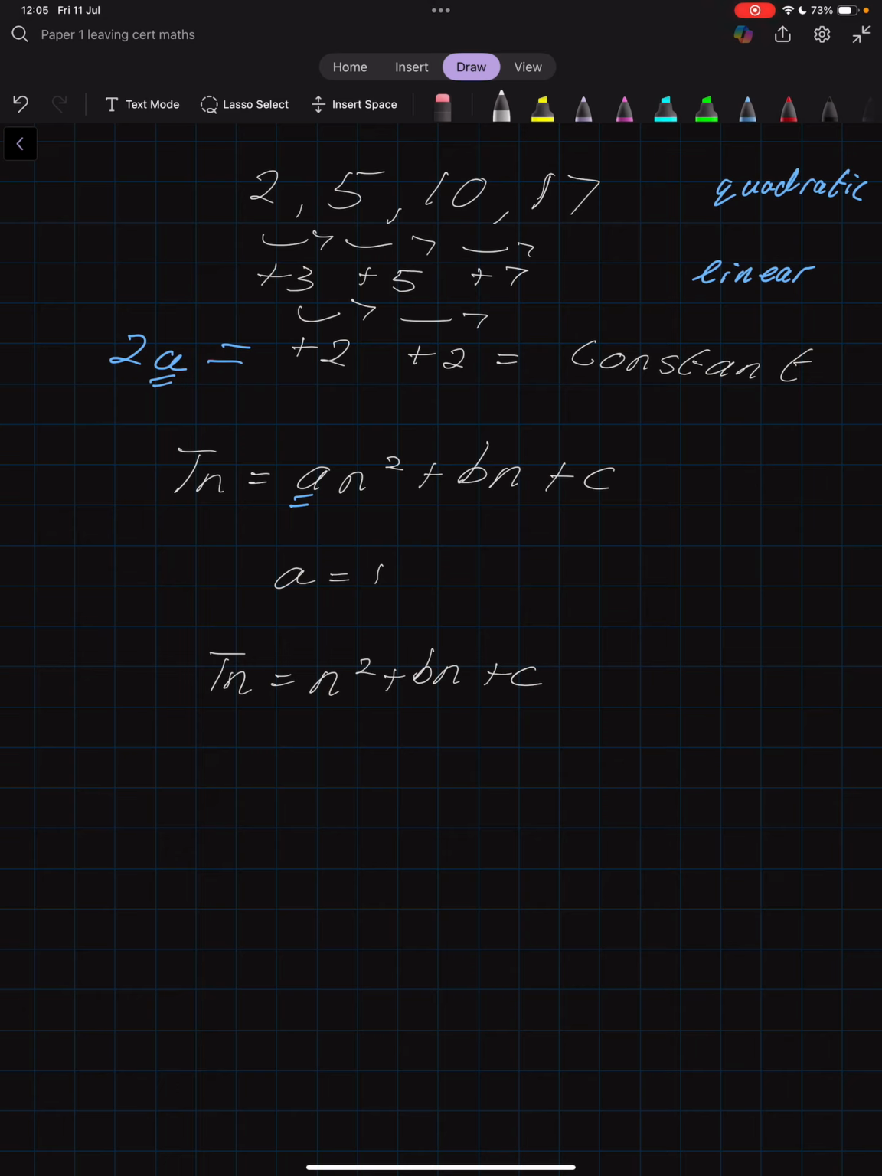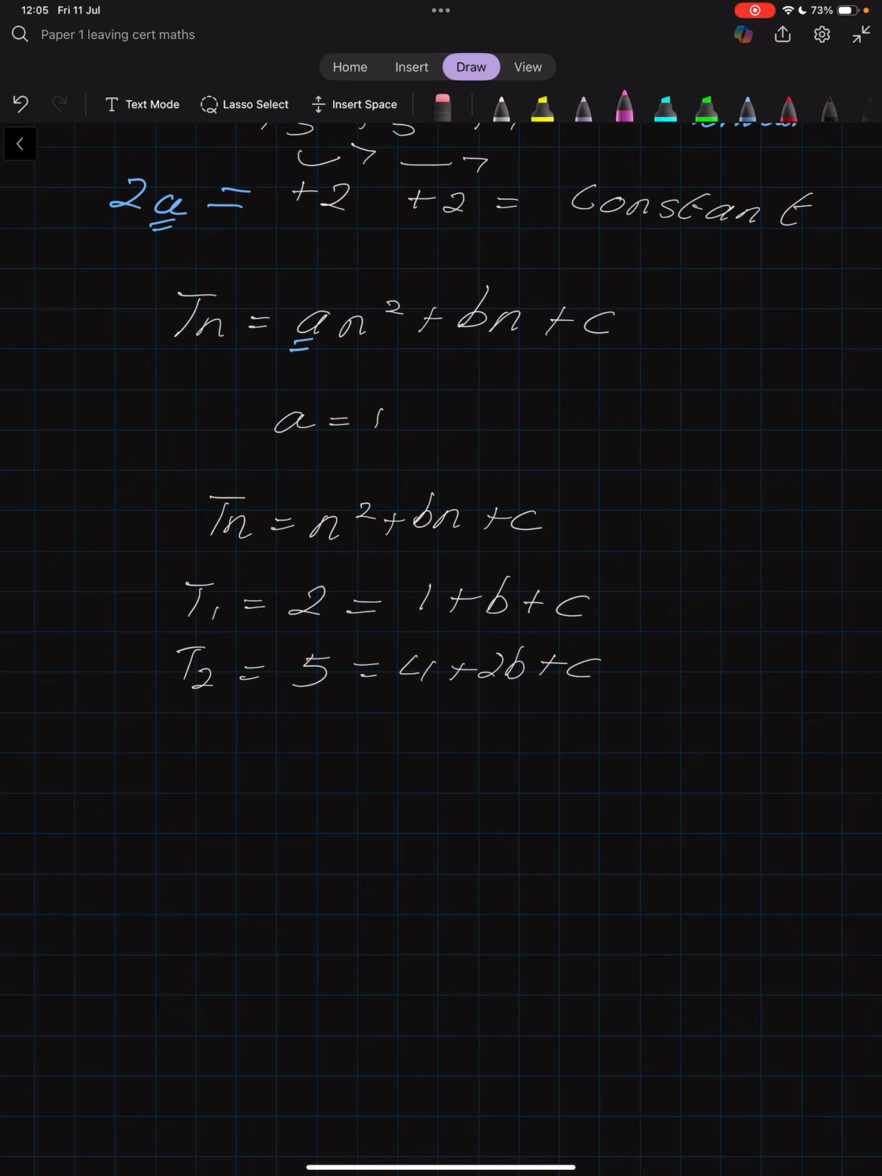Very simple. T1 is equal to what? 2. So if I plug 1 into this formula, I have to get 2. So plug in 1, I get 1 plus b plus c. Grand. If I plug in 2, I have to get 5. So plug in 2, I get 4 plus 2b plus c.